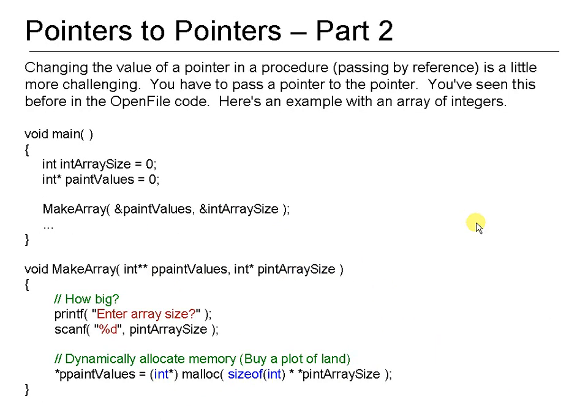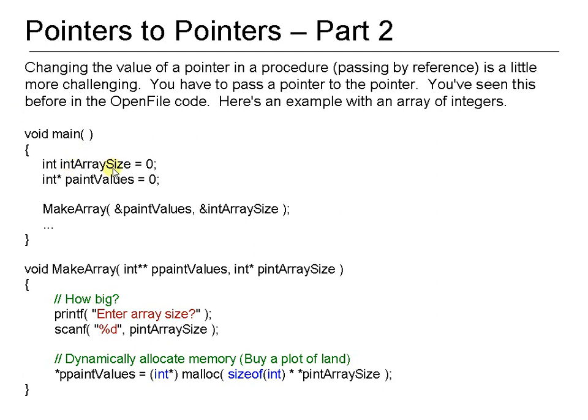Now, changing the value of a pointer in a procedure, or basically emulating passing by reference, is a little more challenging. You have to pass a pointer to the pointer. You've seen this before in the open file code that I gave you for structure stress and part pain. And here's an example with an array of integers.